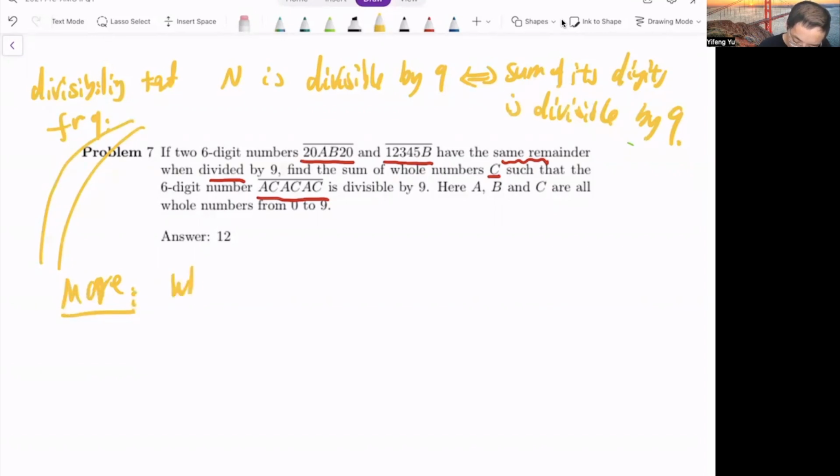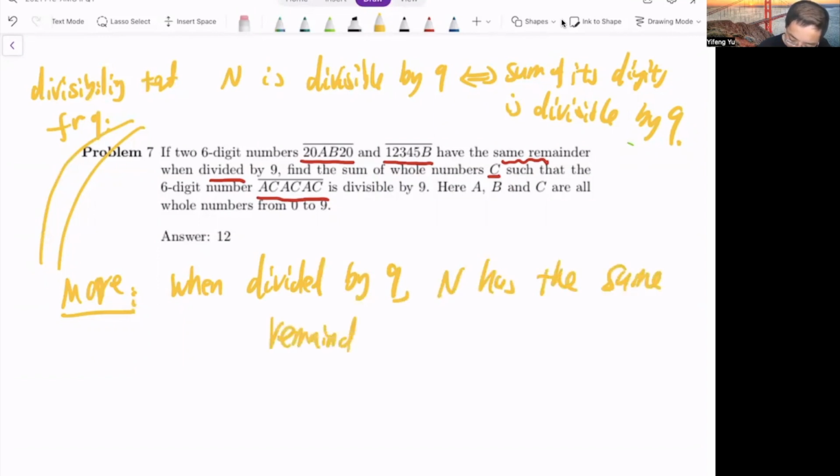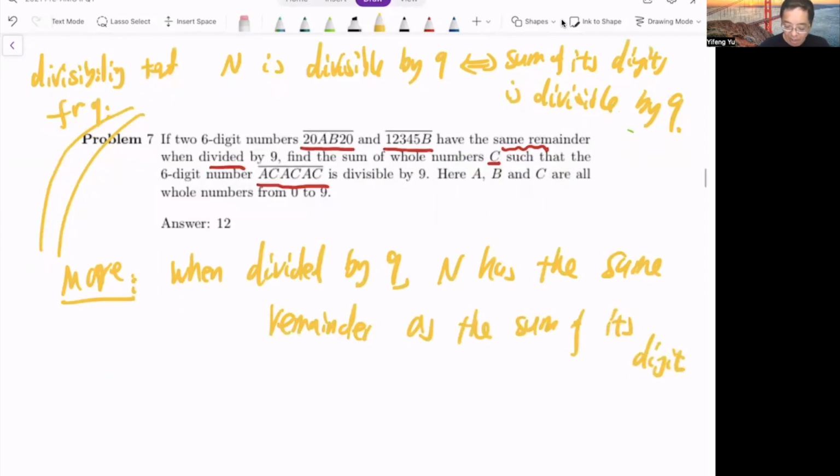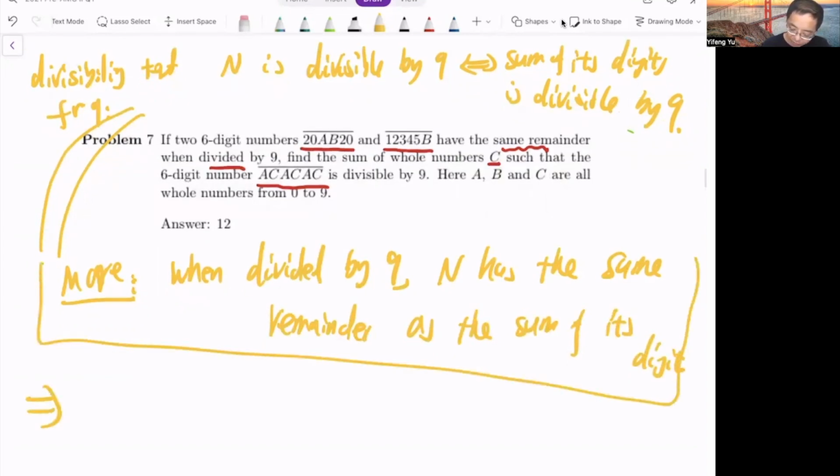When divided by 9, n has the same remainder as the sum of its digits. So this is more general than the divisibility test. Let's remember this: given any integer n, when divided by 9, the remainder of n is the same as the remainder of the sum of its digits.